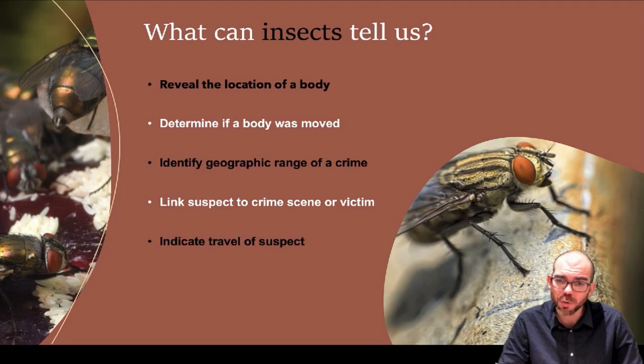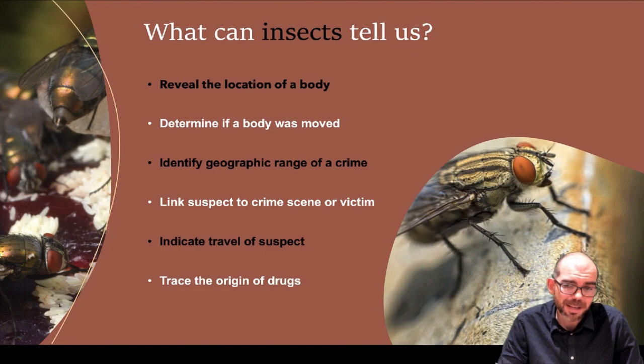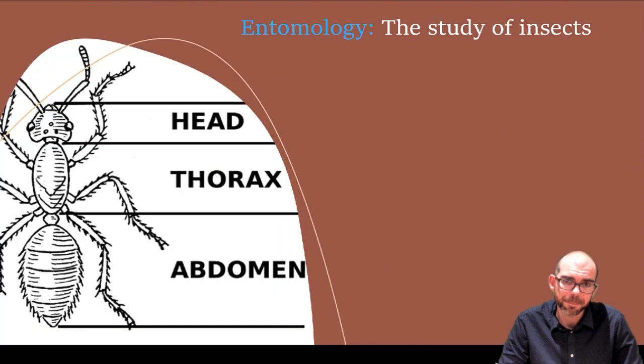It can indicate the travel of a suspect and trace the origin of drugs, because insects are animals. They eat. They may be eating substances or tissues that contain substances such as drugs in them. So entomology is what we refer to as the study of insects.